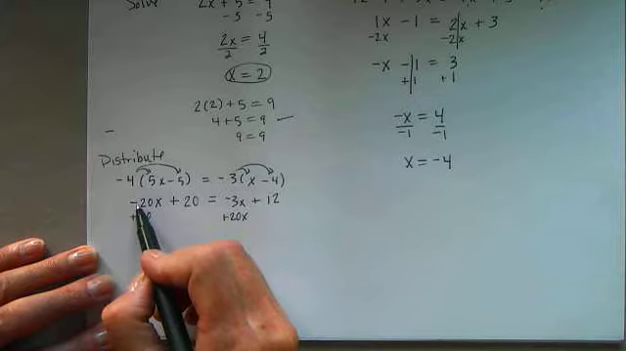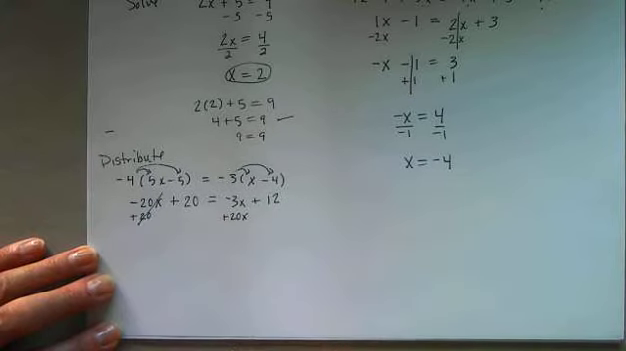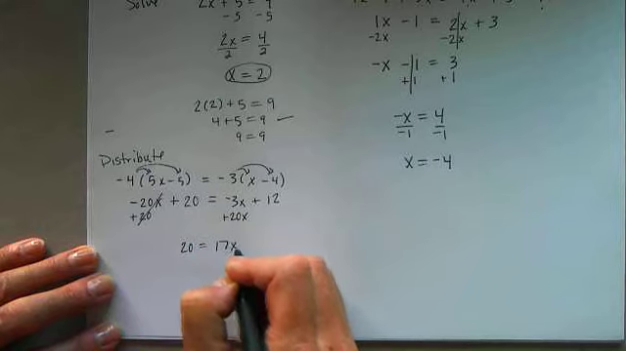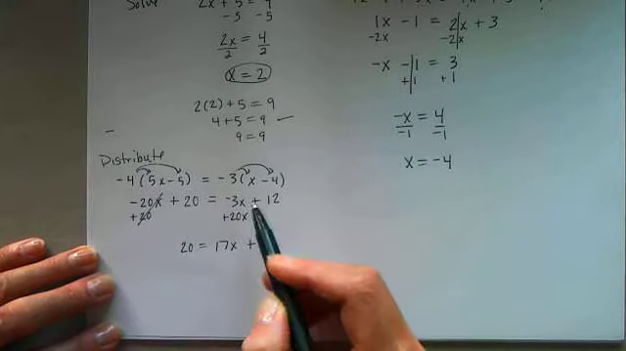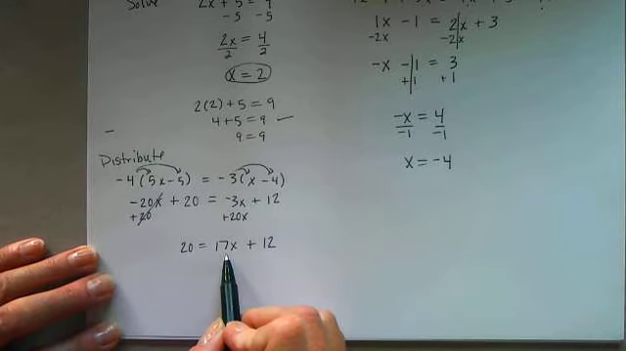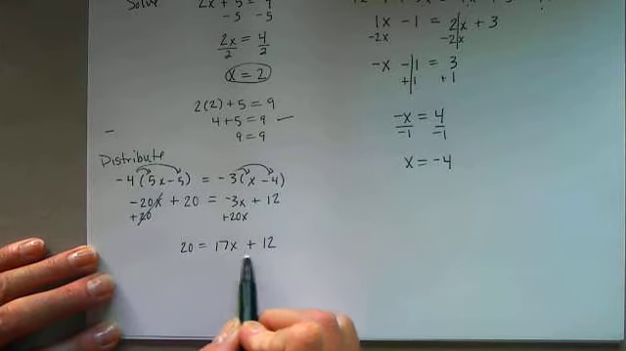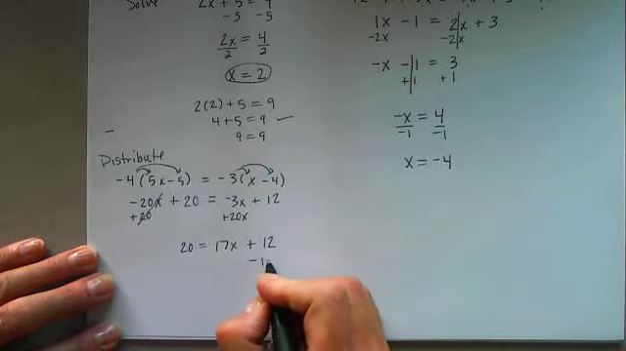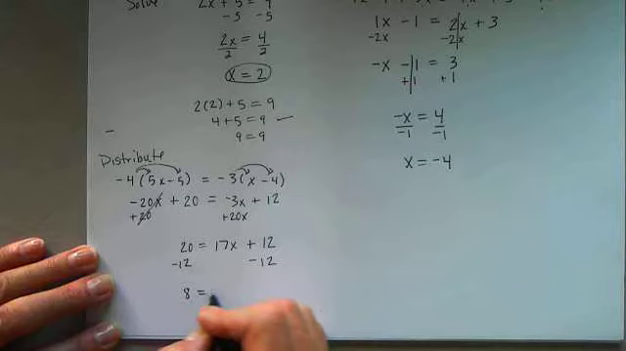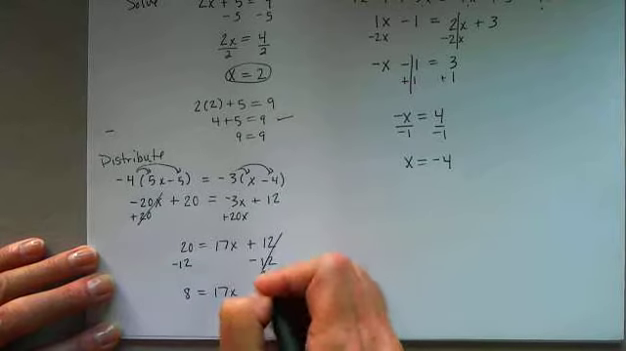Right here, -20x and +20x cancel, so that's gone. And I have 20 equals 17x plus 12, because I added those. Now that x is on this side, I do the furthest thing from x. I'm going to subtract 12 from both sides. So I now have 8 equals 17x, and the 12 is gone.